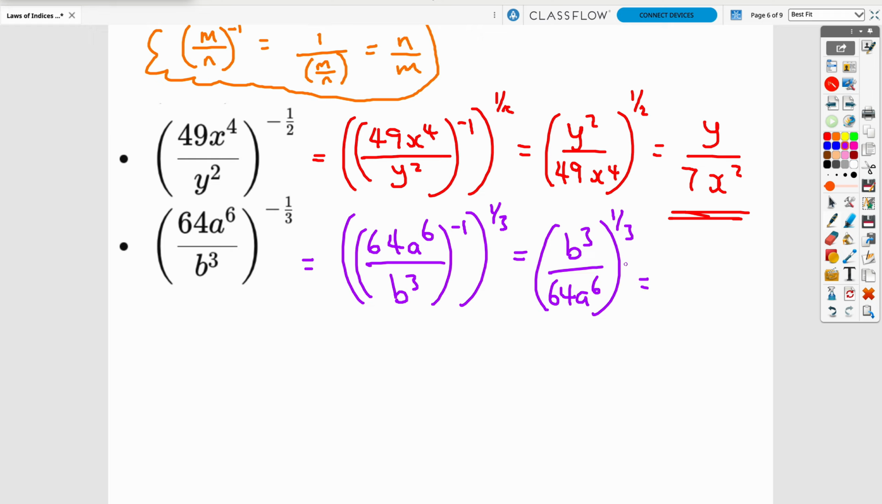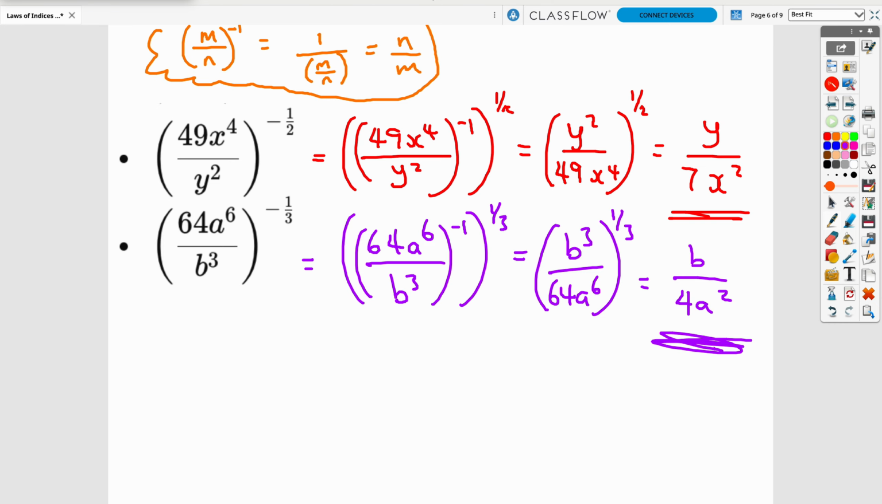And now we just apply the power third to everything. So 3 multiplied by a third is just b. And then 64 to the power of a third, a number to the power of a third, we're just going to do the cube root of 64, therefore, which is just 4. And then 6 multiplied by a third is just a squared. So there's our final answer.